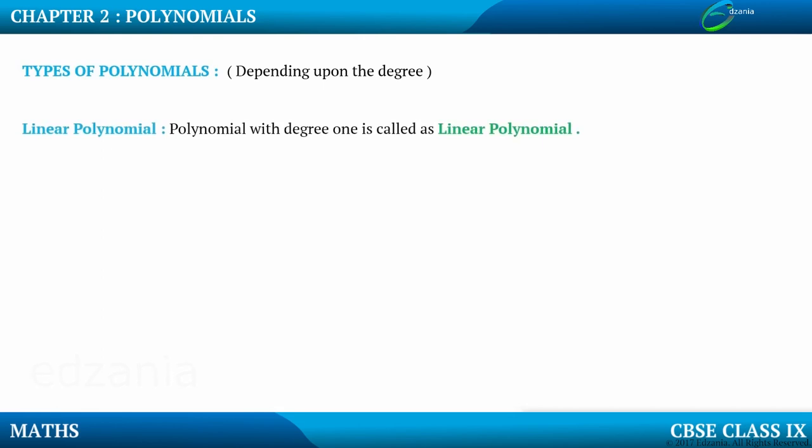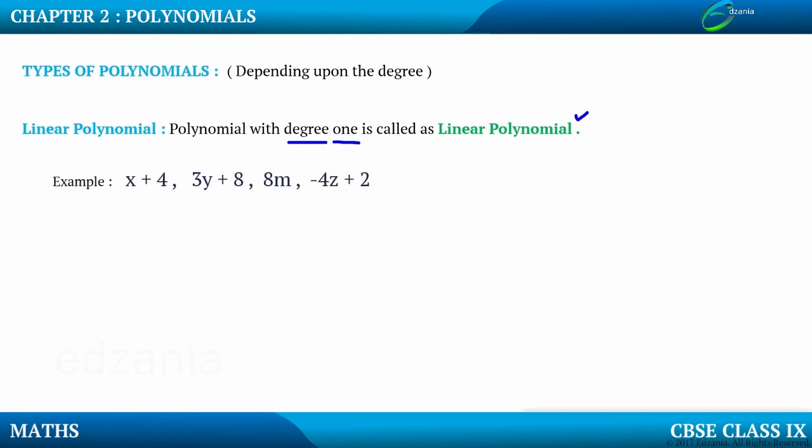Here is the definition. A polynomial with degree 1 is called a linear polynomial. Now what is the meaning of degree? We have seen in the previous slide, degree means the highest power. So a polynomial whose highest power is 1 is called a linear polynomial. Let us see an example.